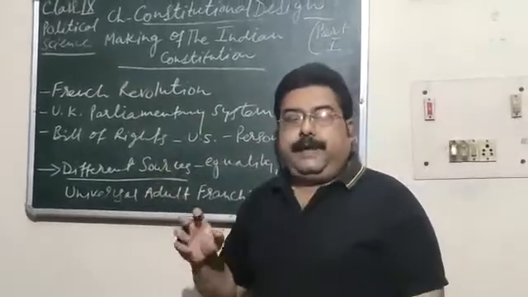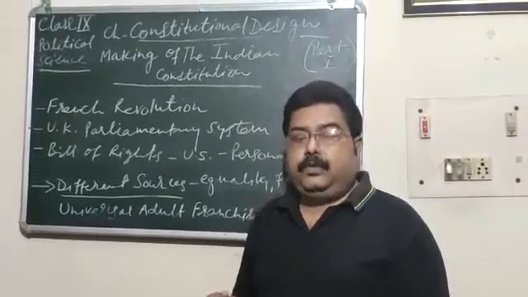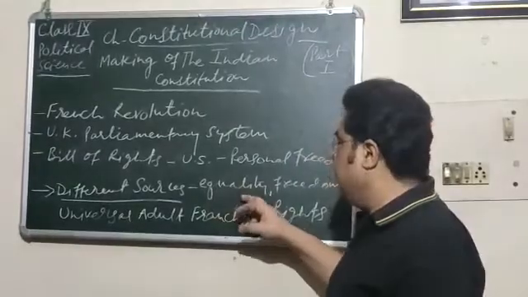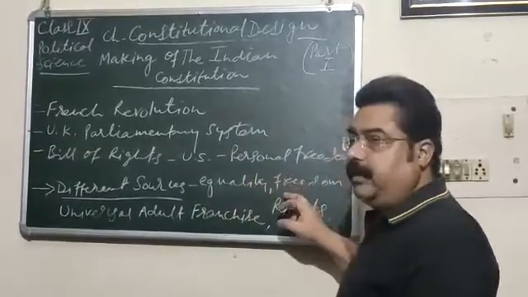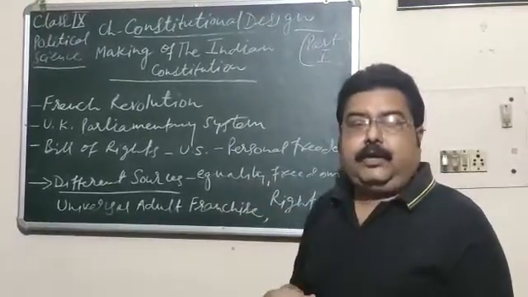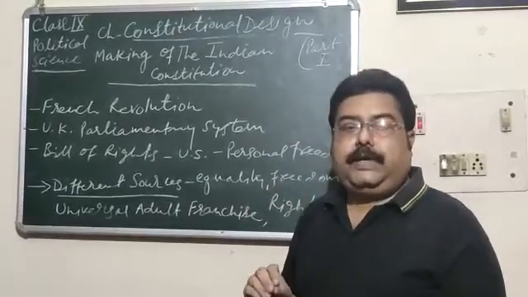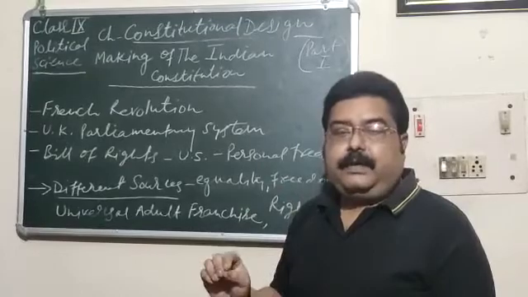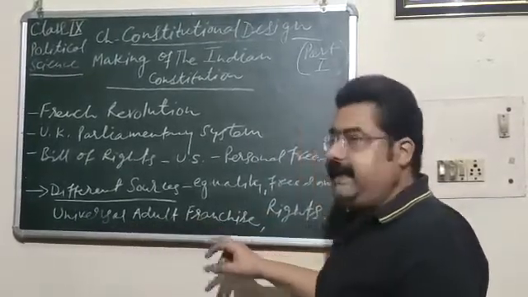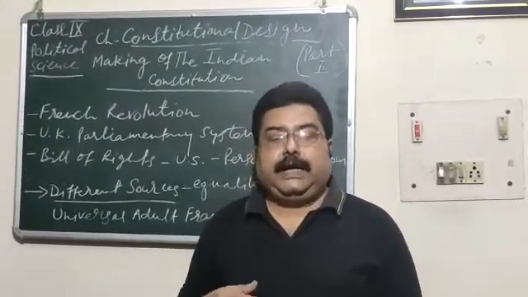So we find different sources, inspirations, ideas, views which have been taken for the formation of the Constitution, like equality and freedom for all. Equality means here social equality, political equality and economic equality for all. Freedom for all means that all should have the same rights, same freedom in the society. And universal adult franchise, that every eligible citizen should be given the right to cast the vote.